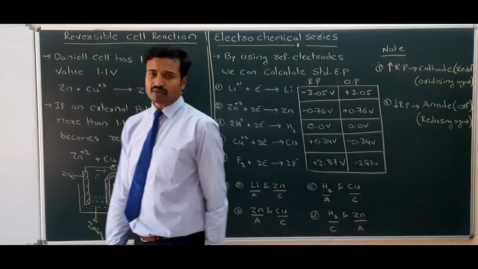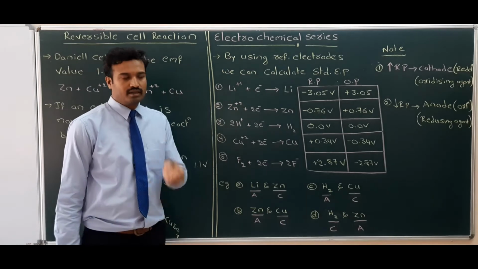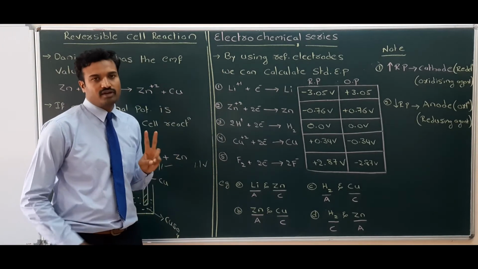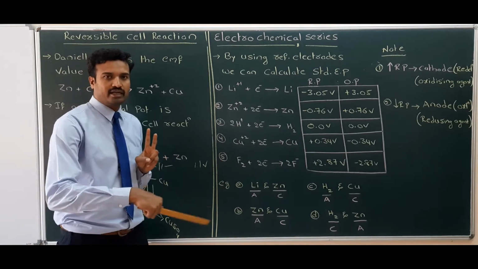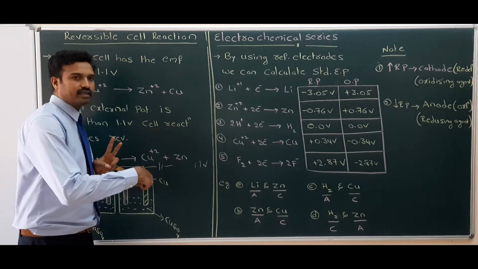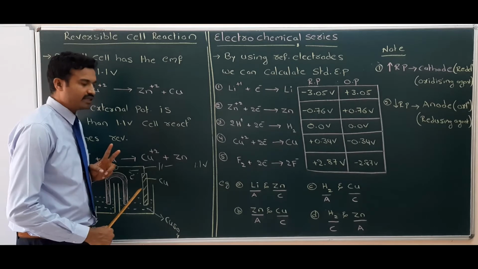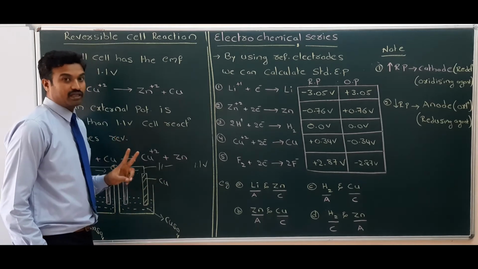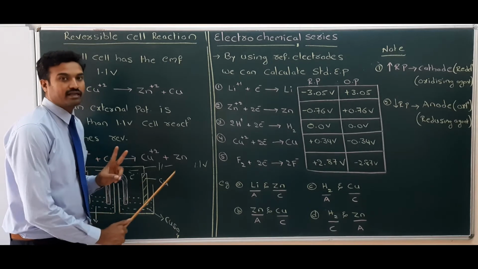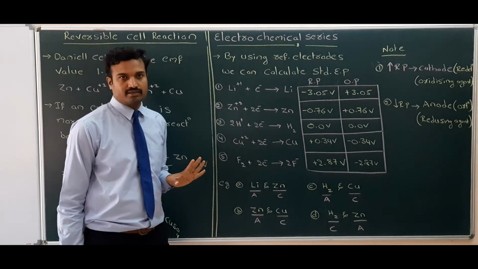Next we will discuss an important topic, the electrochemical series. In an electrochemical cell, there is an anode and a cathode. Because of the spontaneous redox reaction, electricity is produced. Here, zinc acts as the anode and copper acts as the cathode. The question is, why does zinc act as the anode and copper as the cathode? We can understand this with electrochemical cells.